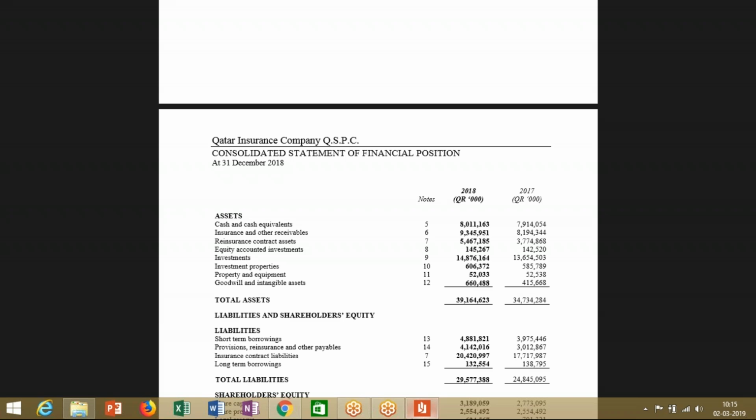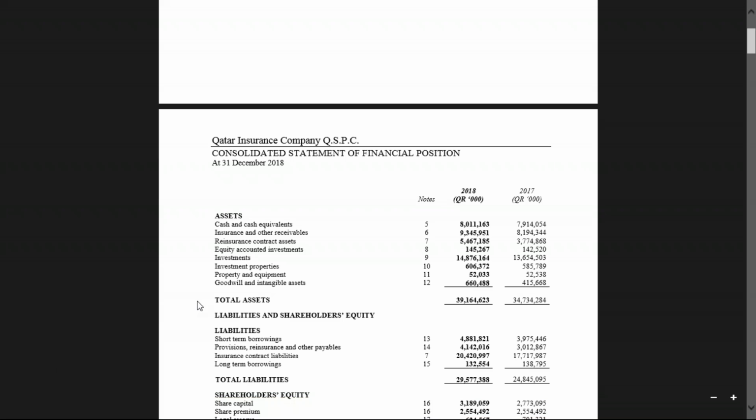So over here, the first thing that we need to know is that cash and cash equivalents are assets, right? But you don't need to keep an impairment on them because they are not receivables. That's the amount of cash, the physical cash that you have at the year end. So at the end of the year, you have a cash of around $8 million.